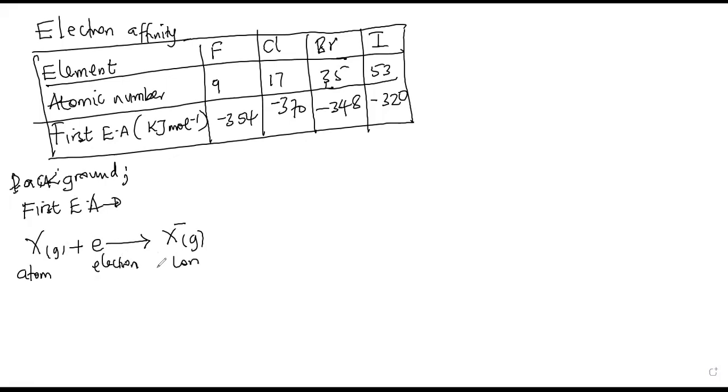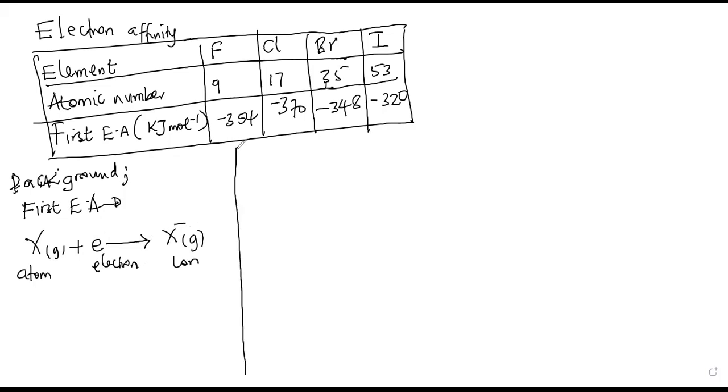So energy given out when 1 mole of an electron combines with 1 mole of a gaseous atom to form 1 mole of uninegatively charged gaseous ion. That is it. Or one can describe it as the energy given out when an electron is added to a gaseous atom to form a negatively charged gaseous ion. Still, you are fine.